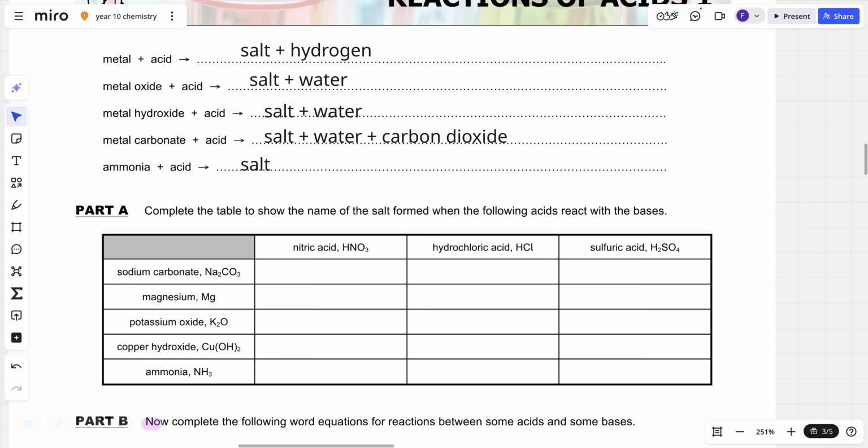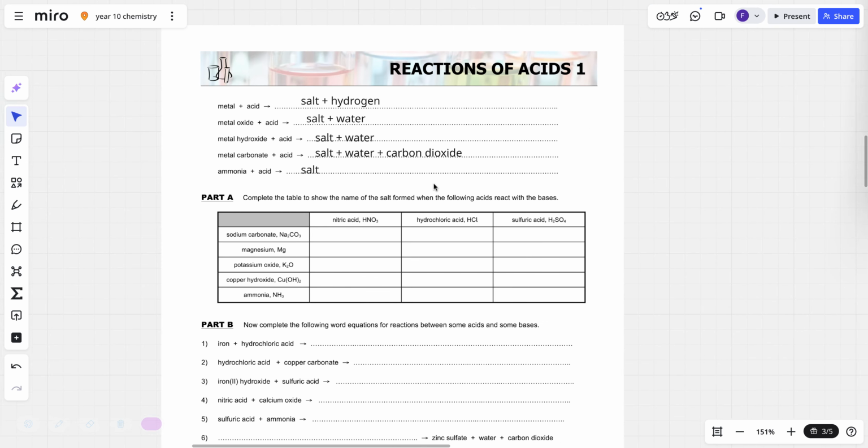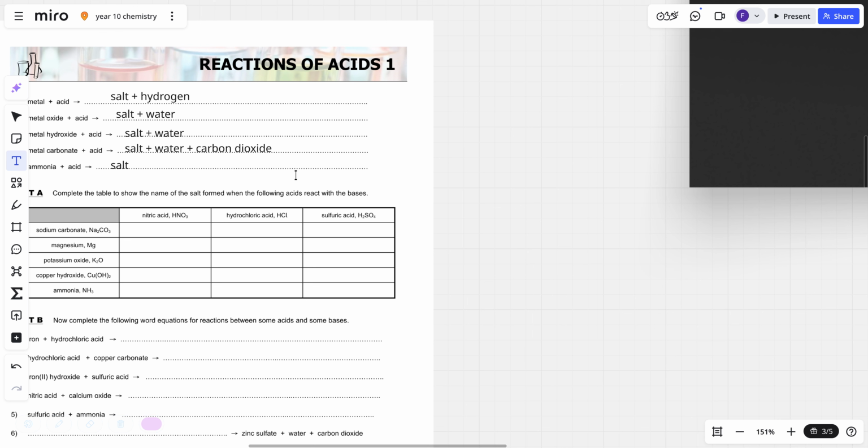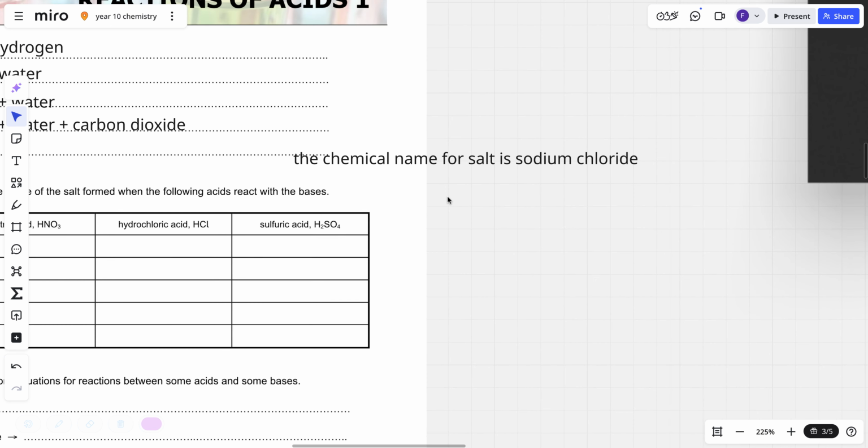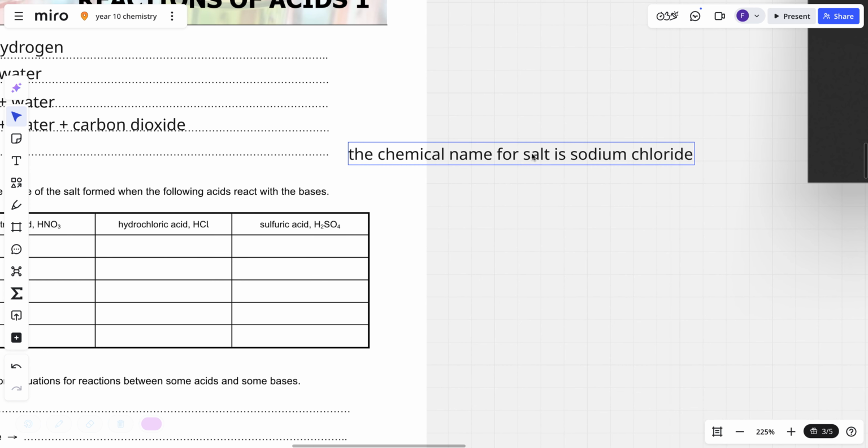The problem with it is that in English, when we talk about salt, someone will be like, do you know what? I know what the chemical name for salt is. I'm going to write a sentence out. And they go, the chemical name for salt is sodium chloride. And loads of people go, wow, if that was said by a 15-year-old, they're really good at chemistry. Yeah, this is not right.